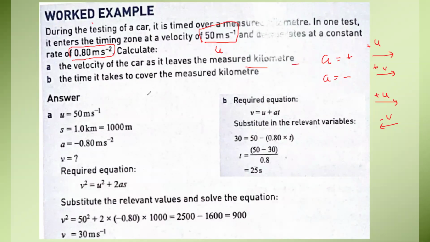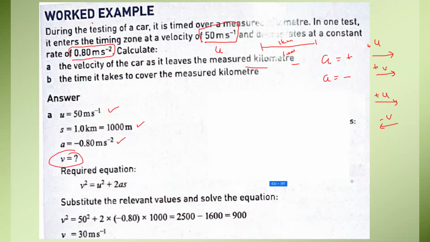For example, in one, the length of the track is 1 kilometer. So the distance it has to cover is 1 kilometer, which means 1000 meters. So we have the initial velocity, the displacement, the deceleration or acceleration, and we need the final velocity. All the equations can work depending on the values given to us.